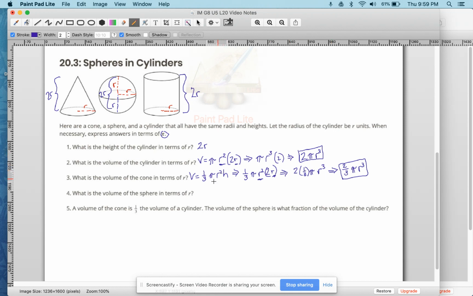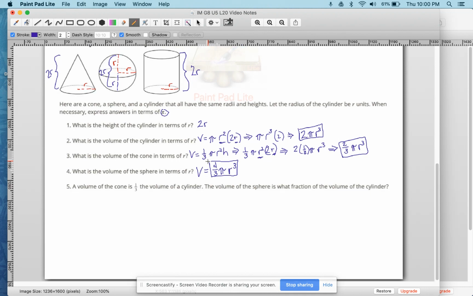And then the volume of the sphere in terms of R is going to be 4/3 times pi times radius cubed. And we don't have anything else to fill in there for the volume of the sphere. That's just the volume of the sphere formula, because we don't have a height, because it's taken care of in that radius cubed. So we're done with that one, or we can put a box around it because that's our final answer.